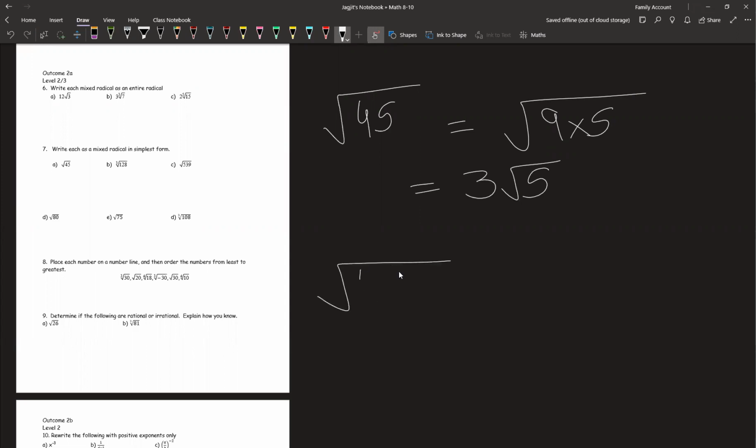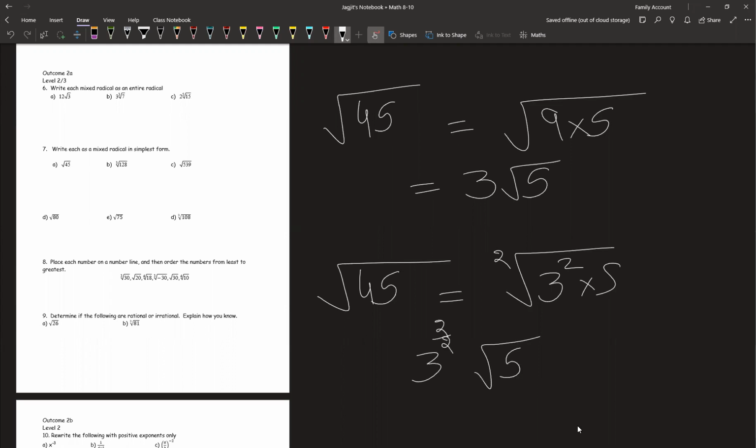The other way you could have thought about it is, if I factor this fully, you'll realize 45 is going to be 3 squared times 5. You have a root of 2. So that 3 squared comes out, and it'll be power inside over the root. And inside the square root, you just have a 5. So that's 3 to the power 1, which is 3 square root 5. See, same answer. Either approach is okay.